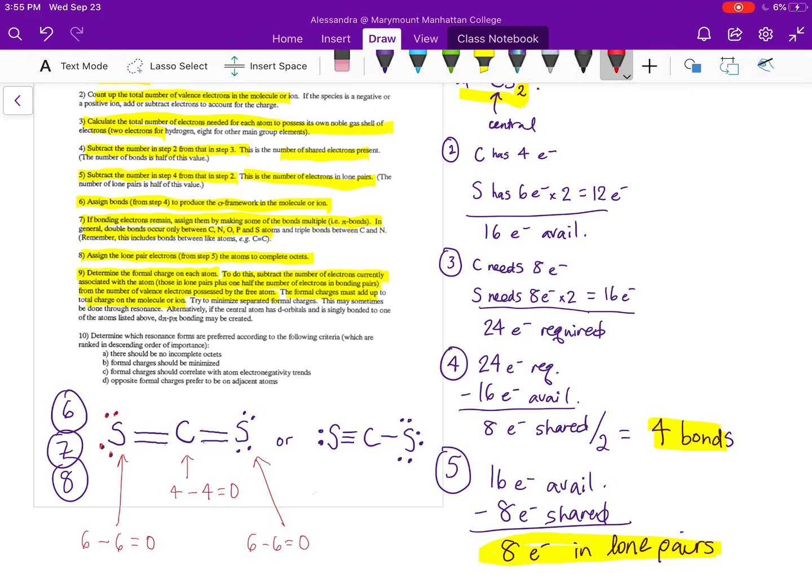Now, over on this molecule, carbon, once again, is going to have a formal charge of 0. But this sulfur is going to have a formal charge of what? 6 minus 1, 2, and then half of each bond, 3, 4, 5. 6 minus 5 equals 1. So this has a formal charge of plus 1.